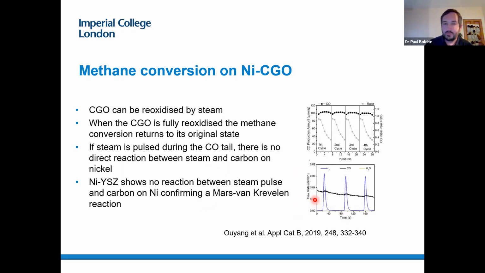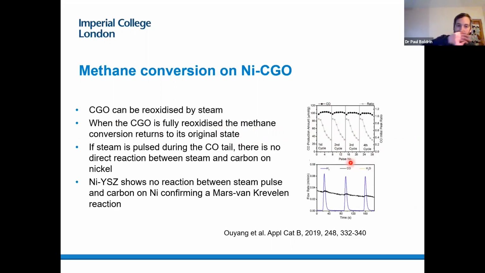So we also found that it was quite easy to reoxidize it with steam, and then when you reoxidize it with steam, the methane conversion returns to its original state. So you can see we do these pulses, and the amounts produced go down and down, and then you reoxidize with steam and it goes back to how it was originally.